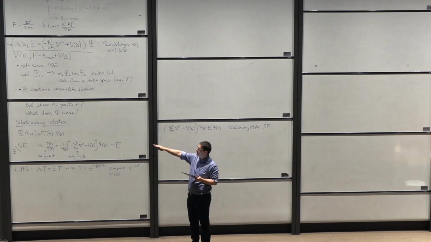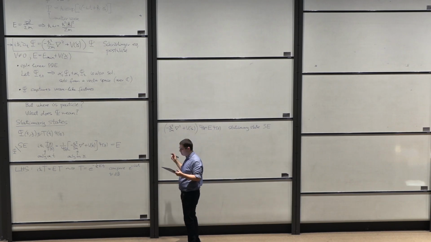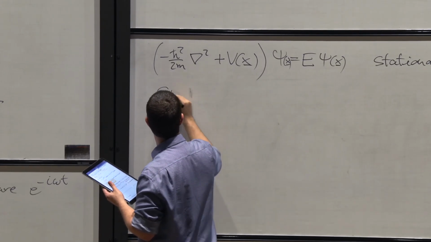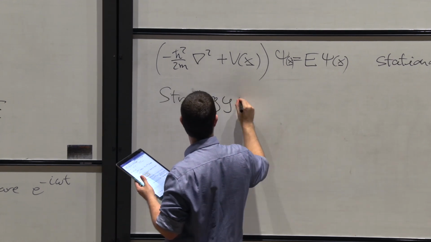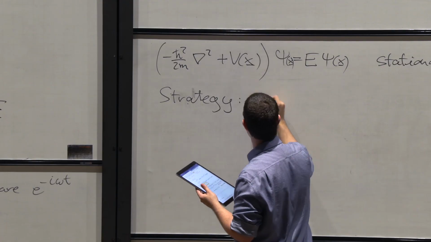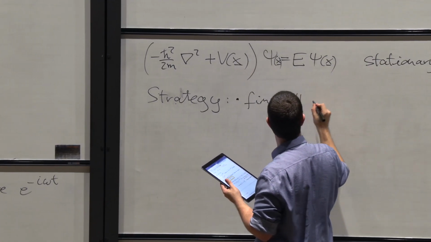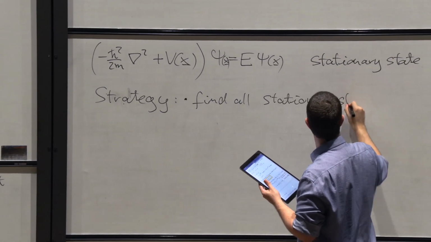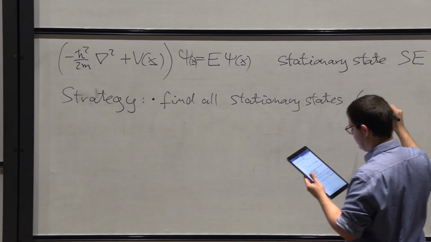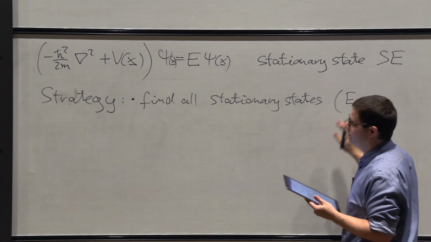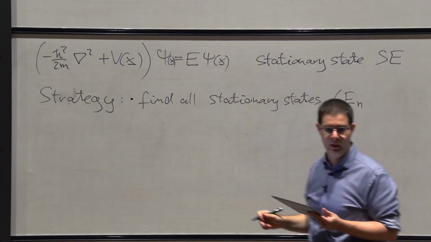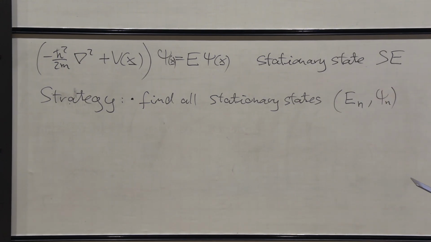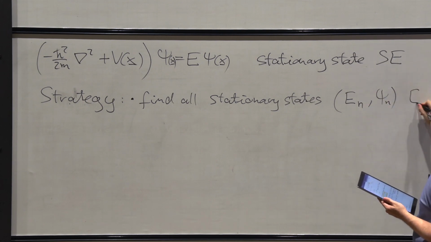So just like for any linear PDE, the separation of variables provides an efficient strategy for solving the full problem. So the first step is find all stationary states. So this is a set consisting of energies for which this equation has a solution, and the corresponding psi n's. We will refer to this as the nth stationary state.